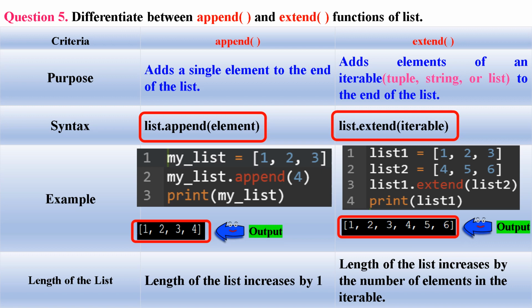In append function, the length of the list increases by 1. Whereas, in extend function, the length of the list increases by the number of elements in the iterable.